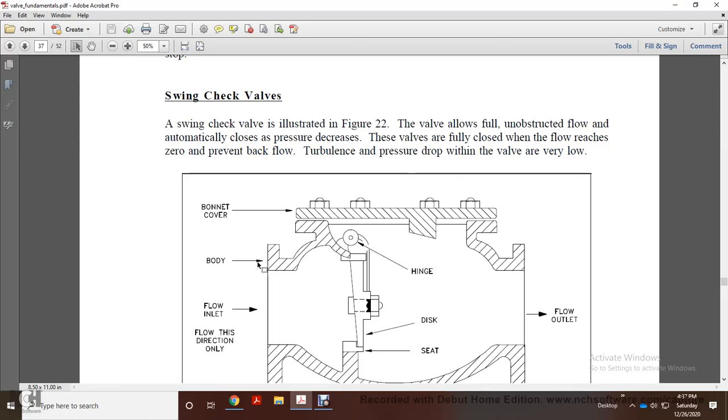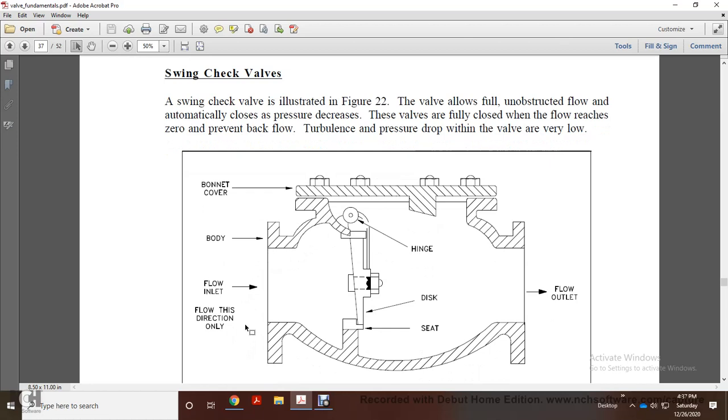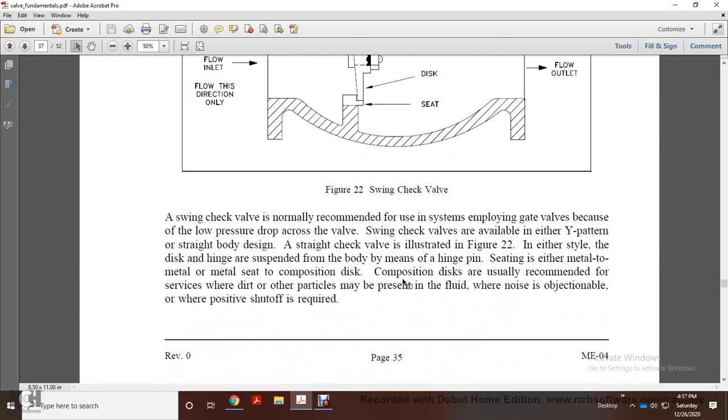Alright, this shows the bonnet cover, the body, the flow inlet, and flow in this direction only. It has a hinge, a disc and a seat, and then it has a flow outlet. That's a swinging check valve. Your swinging check valve is normally recommended for use with a system employing gate valves because of the low pressure drop cutoff of the valve.